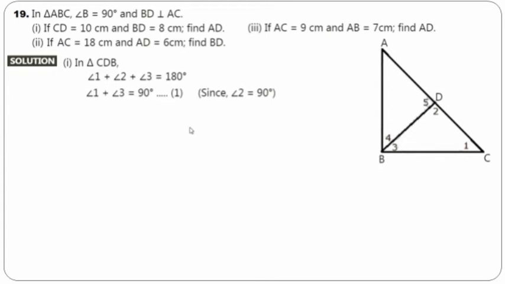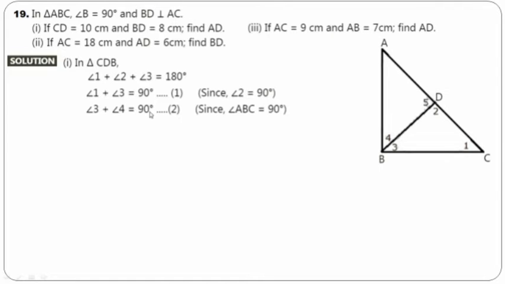Now similarly angle 3 plus angle 4. Angle 3 plus angle 4 gives you this angle, and this angle is given to be 90 degree. So that's why angle 3 plus angle 4 is also 90 degree. Call this equation number 2. Now what did you observe here? This is also 90, this is also 90. So that means the right hand side is equal in equation 1 and equation 2.